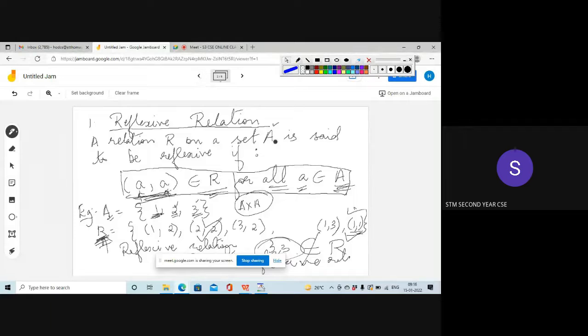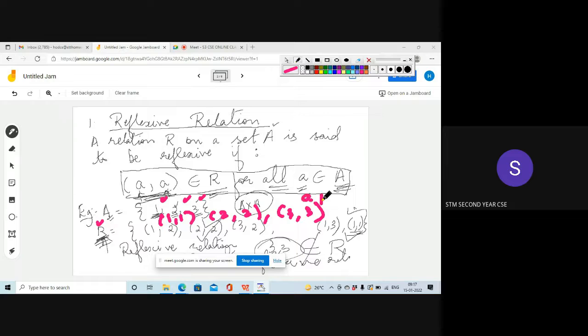A relation R on a set A is said to be reflexive if (a, a) is an element of R for all a element of A. That is, if A is equal to 1, 2, 3, then the relation R should have which elements? The relation R should have (1, 1), (2, 2), and (3, 3). Every element of A should be related to itself.